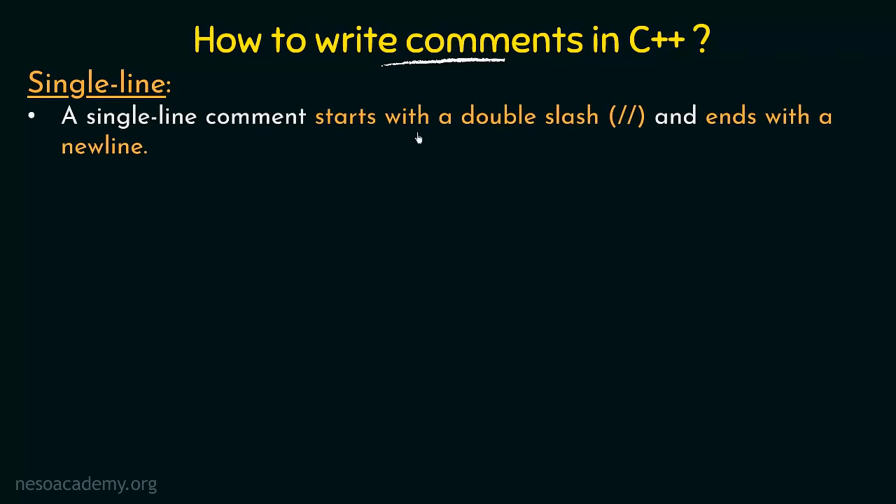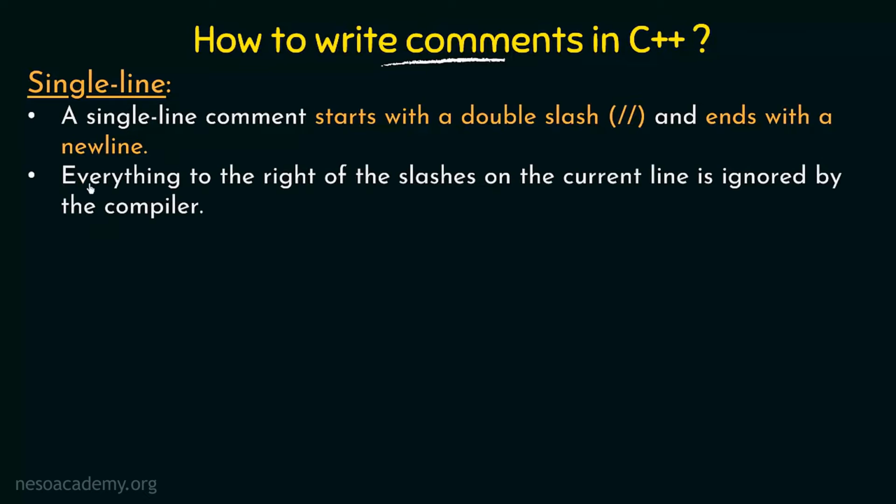A single line comment starts with a double slash like this and ends with a new line. Everything to the right of the slashes on the current line is ignored by the compiler. For writing single line comments, we just put a double slash, and whatever is written after it till the end of that line will be ignored by the compiler, because it is considered a single line comment.